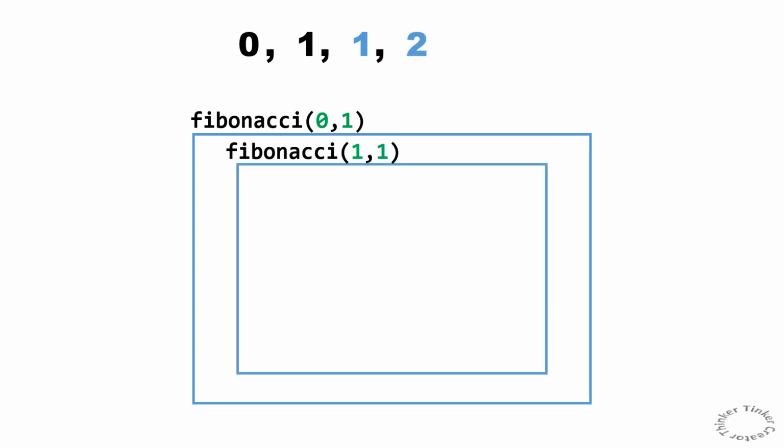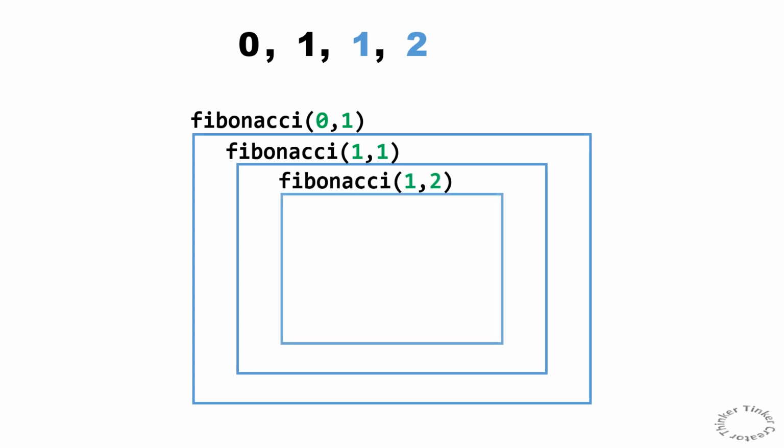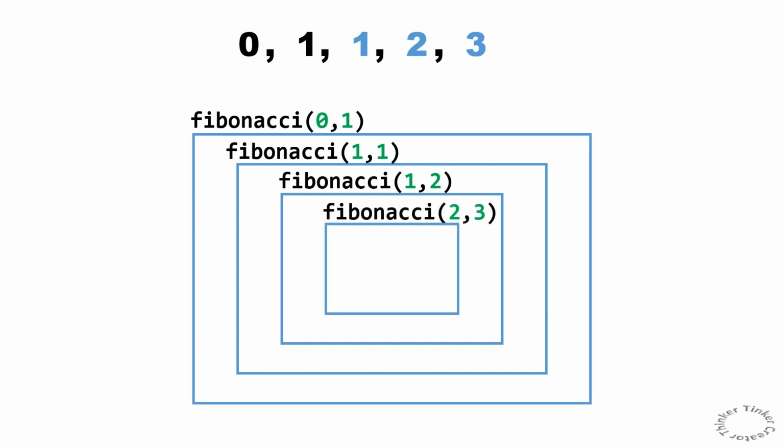Print the sum. The sum is less than 5, so call itself with 1 and 2 as input. Print the sum. The sum is less than 5, so call itself with 2 and 3 as input. Print the sum. The sum is now equal to 5, so the function stops.